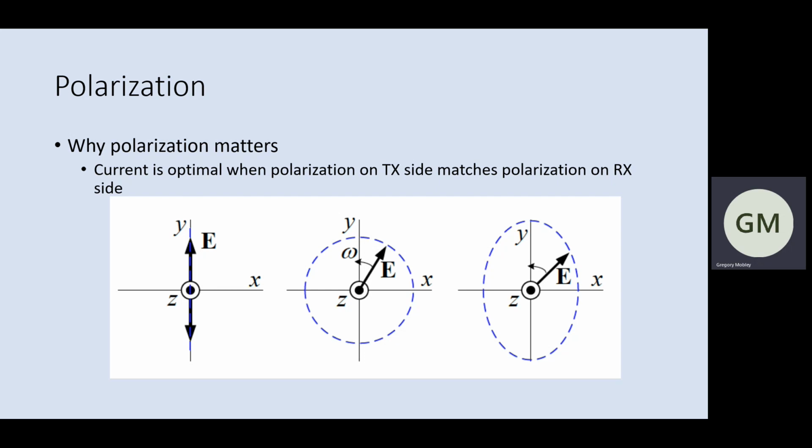For example, if you have a linearly polarized vertical wave and a horizontally polarized linear antenna, the 90-degree phase shift would result in zero power being transferred. So this is something to keep in mind, that the polarization on the transmit side has to match the polarization on the receive side to optimize efficiency and make sure that you have the most current possible on the receive side of your antenna.